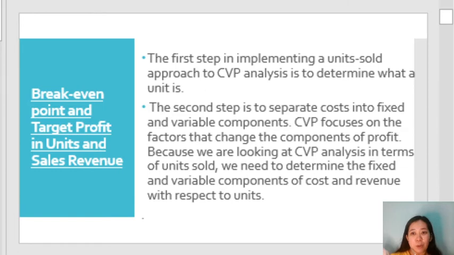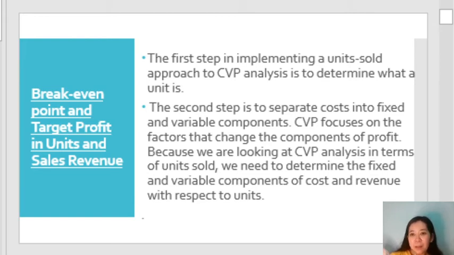CVP will also focus on the factors that change the components of profit. So here in CVP analysis, we are going to study the interrelationships of the different factors that affect the profit. Meaning, what will happen if, for example, the cost will decrease? So, what is its effect now on your profit? Will it make your profit higher or lower? And also with the other factors.